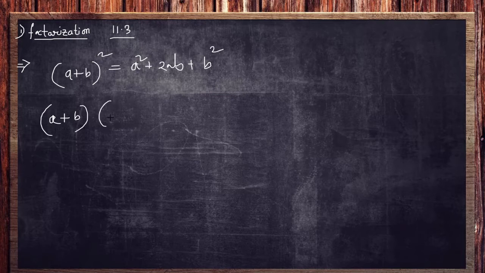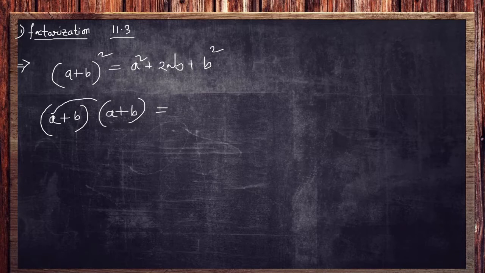So (a plus b) whole square. What should be the value? That is a square plus 2ab plus b square. If anyone asks, sir, how is it coming? (a plus b) whole square, what does it mean? That is nothing but the multiplication of the same term, so we are just multiplying it one by one.